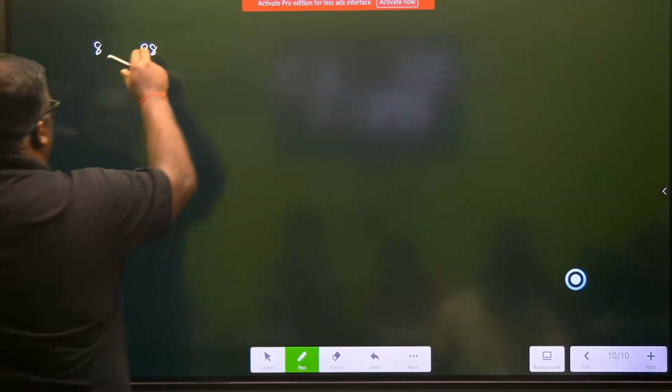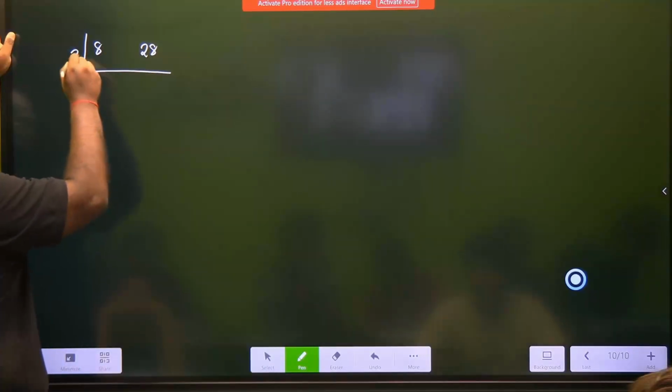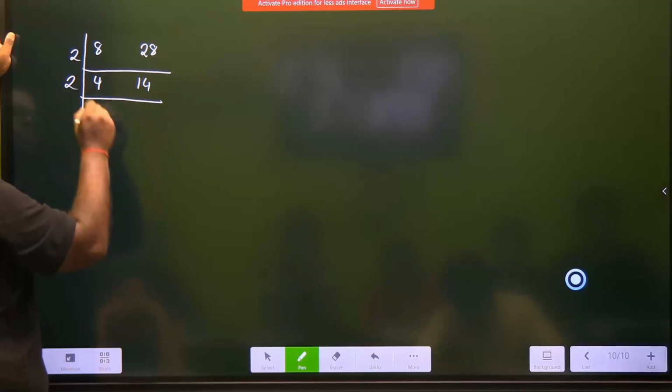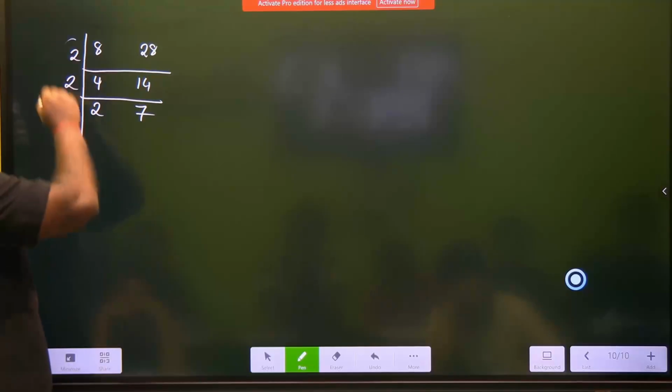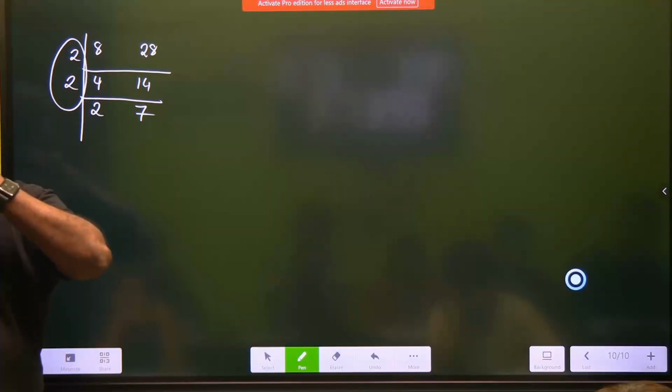So let's take the HCF of these two by our class 6 method. So what will you do? 2 4s are 8, 2 14s are 28. Then 2 2s are 4, 2 7s are 14. Doesn't go any further. This is your HCF. In HCF, you don't multiply in the L pattern.